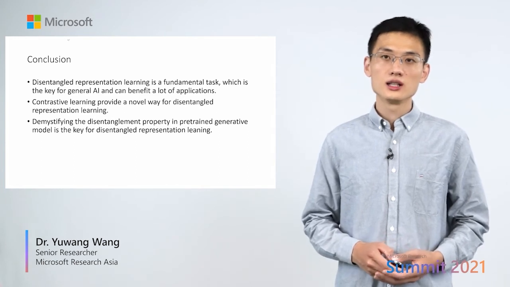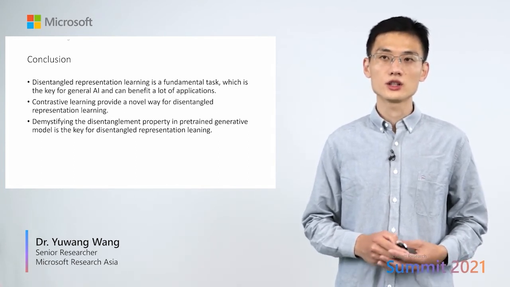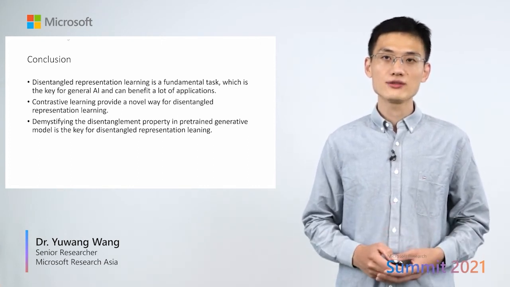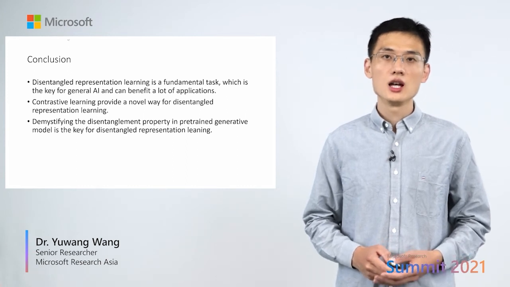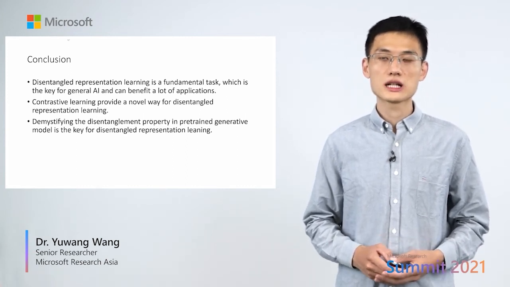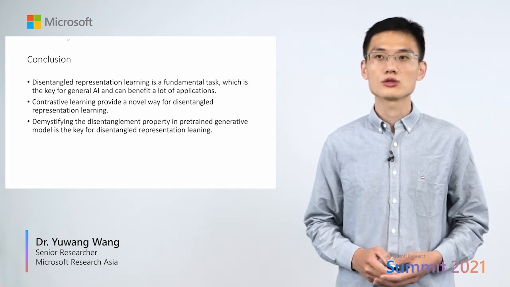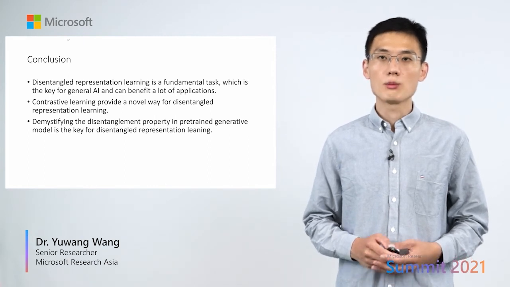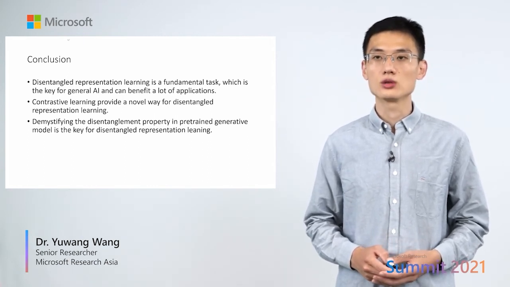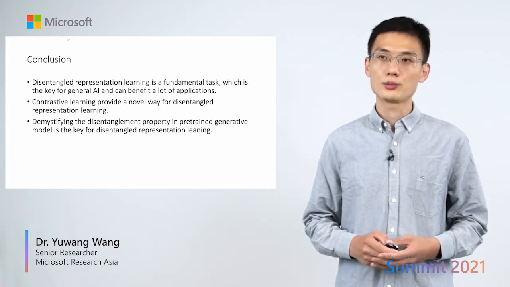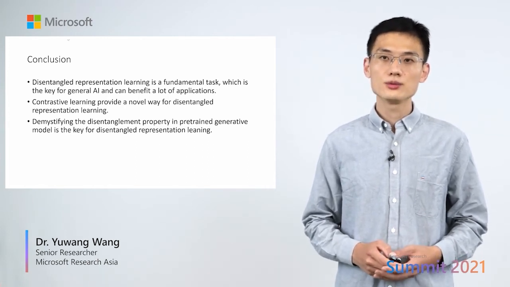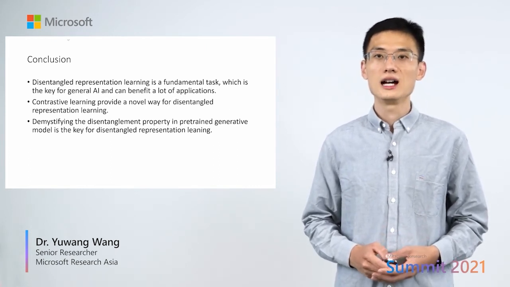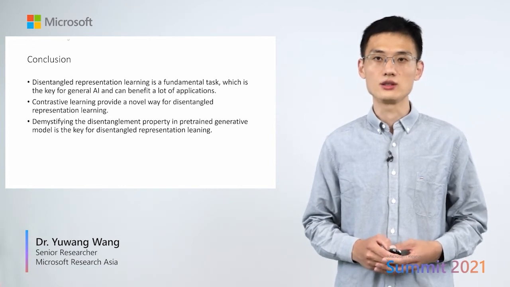As a conclusion, disentangled representation learning is a fundamental task, which is a key for general AI and can benefit a lot of applications. DISCO leverages pre-trained generative models and proposes a contrastive learning view for disentangled representation learning. Currently, our method highly relies on the disentangled property of the latent space of the pre-trained generative model. The next step is to demystify the disentanglement property in pre-trained generative models and achieve better disentangled representation learning.